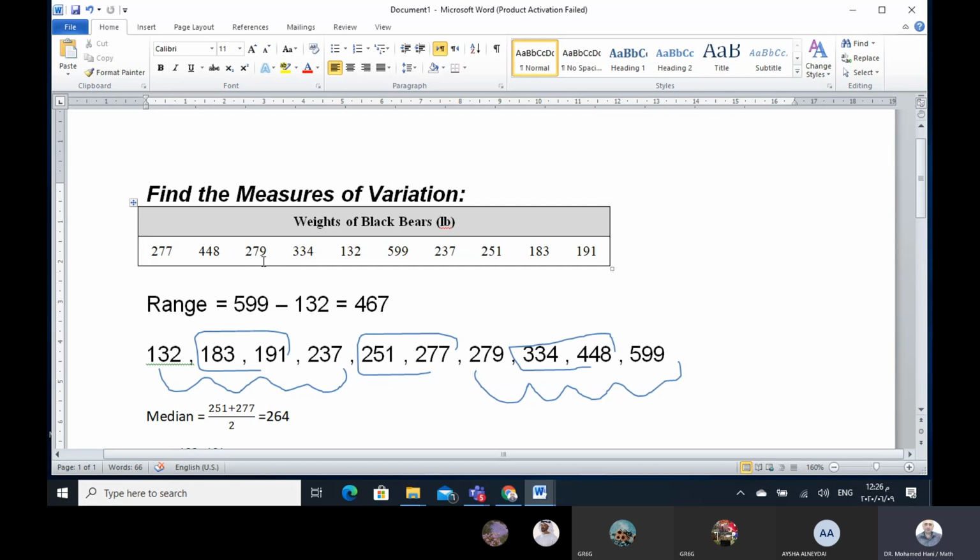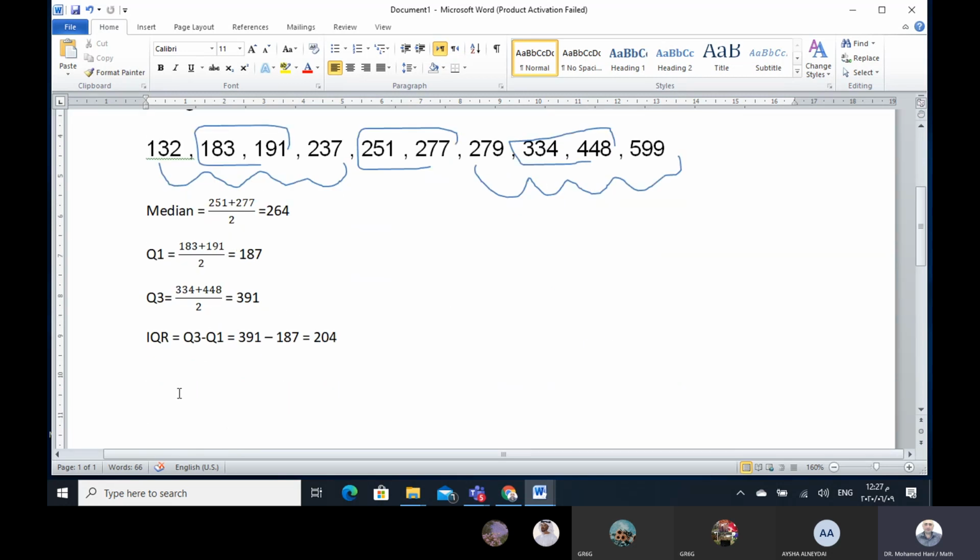And here we have 279, then 277. All the values here are near together. We don't have a big distance between just one number and the other numbers. So I cannot take 599 as an outlier, because it is near to 448, and 448 is near to 338. Nearly the same distance between the numbers. So we don't have outliers here. Now I can write: no outliers. Thank you, Leah. Okay, the next question.